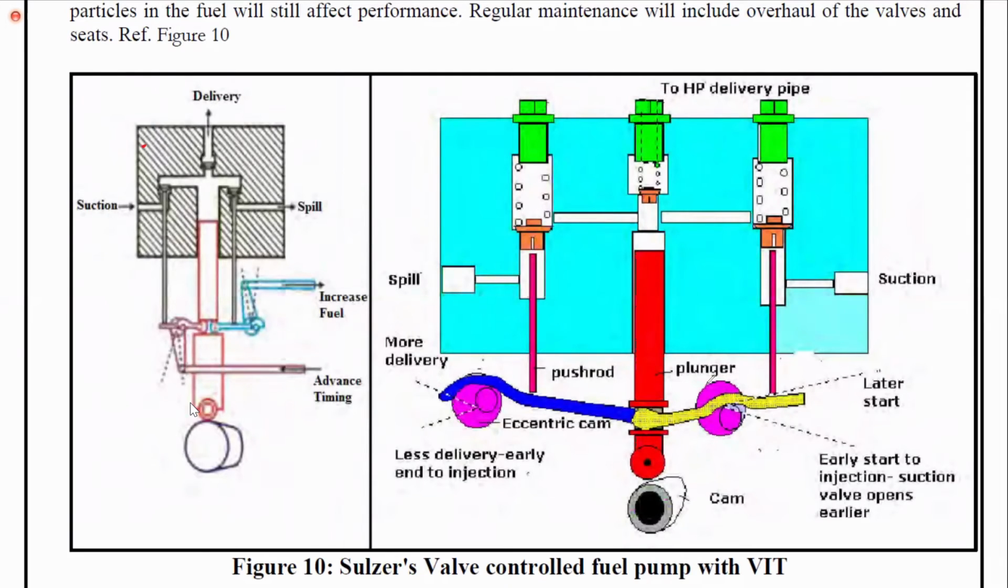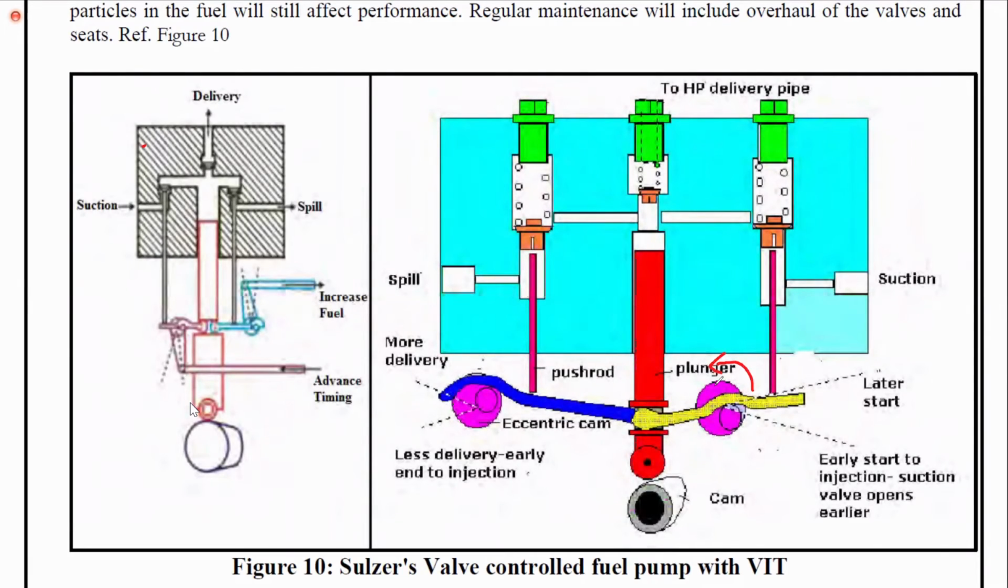Sir, it will retard if we turn it anti-clockwise. Why will it retard the fuel injection? Sir, the plunger will go up. And where is the plunger? Sir, the fulcrum goes up and it will be closing late.